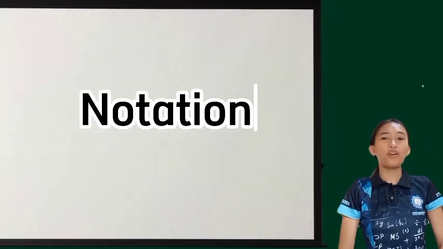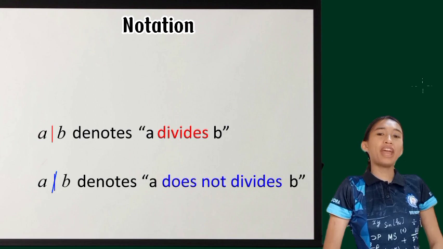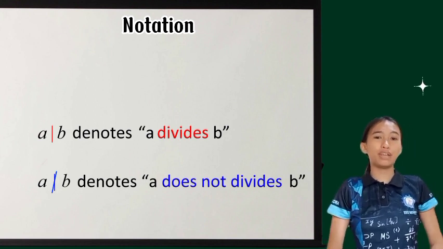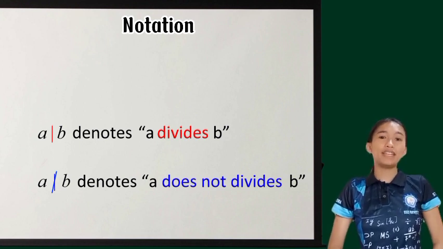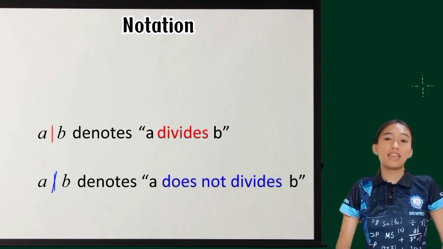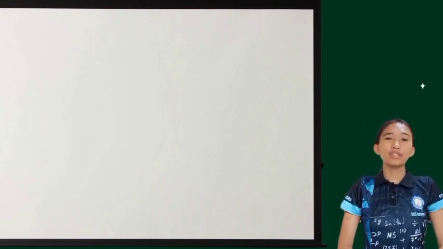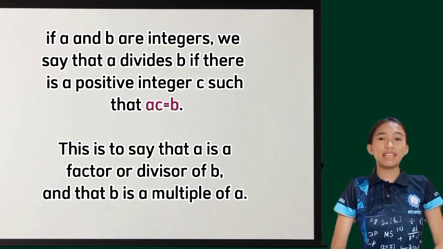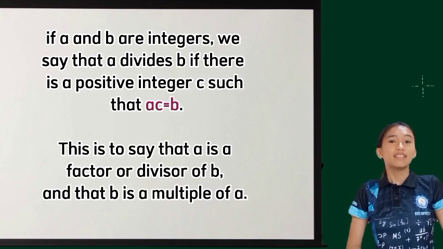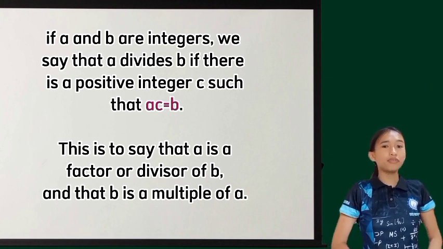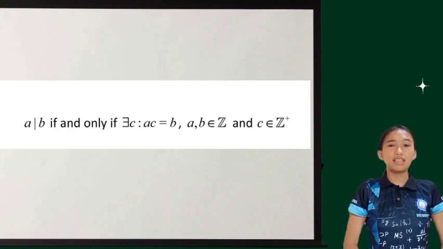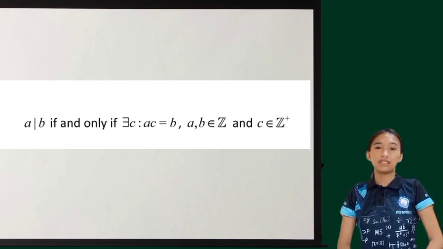Now let's have the notation for divisibility. If an integer a divides a second integer b without producing a remainder, then we say a divides b. Likewise, if an integer a does not divide evenly into a second integer b, then we say that a does not divide b. In other words, if a and b are integers, we say that a divides b if there is a positive integer c such that ac equals b. This is to say that a is a factor or divisor of b and that b is a multiple of a. A divides b if and only if there is a c where ac equals b, where a and b are elements of the integers and c is an element of the positive integers.